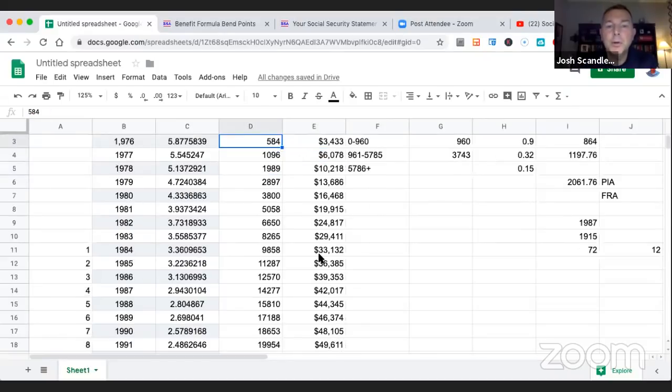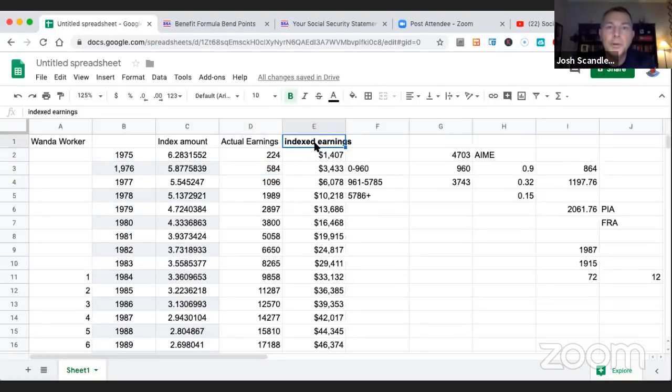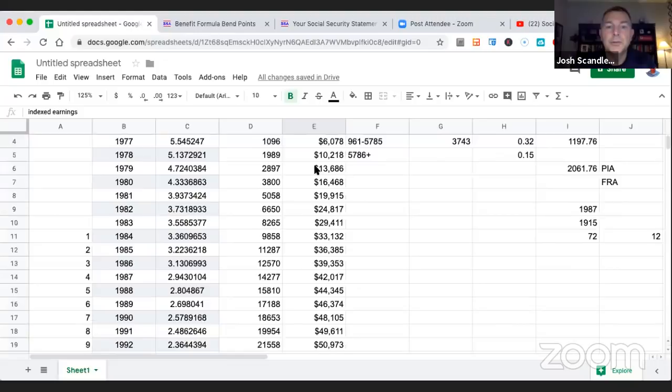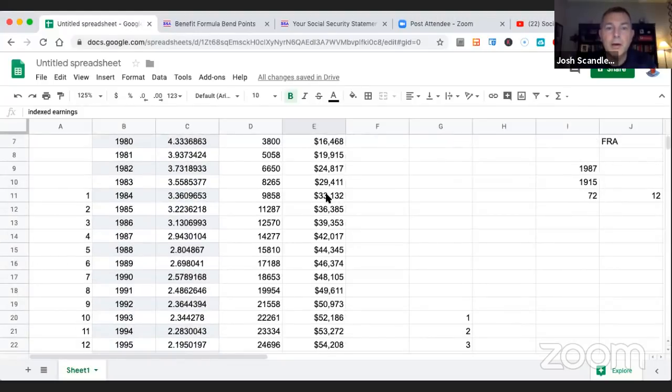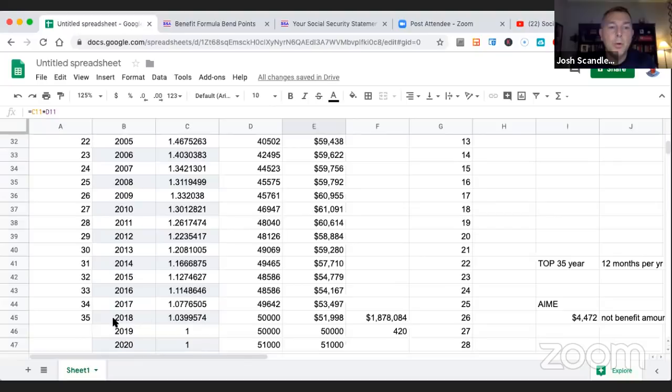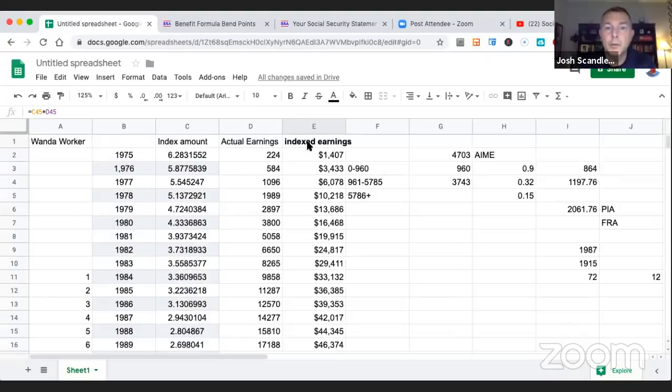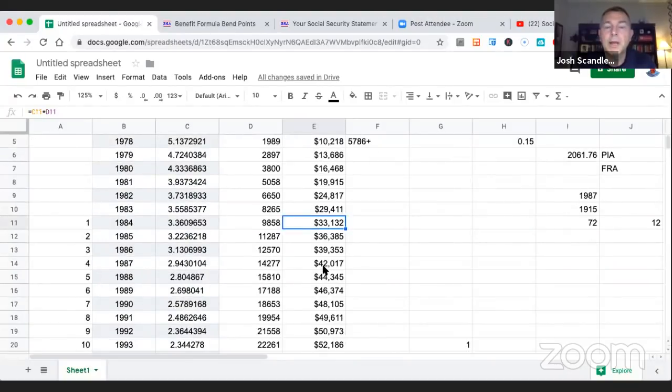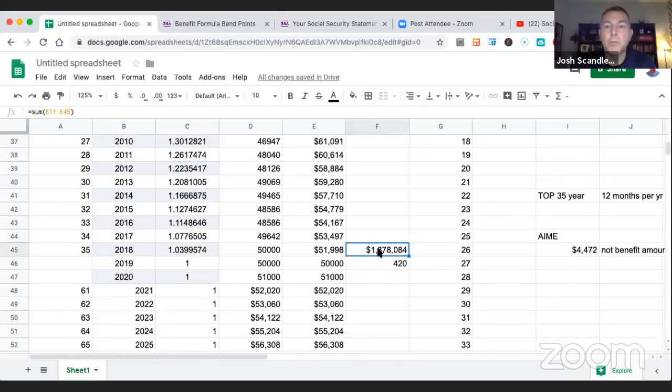Now, what we do is we take the top 35 years of her indexed earnings and add them all together. So what we do here is the first 35 years. All right, so right now, we're going to have her stop working in 2018, where she made $50,000 in 2018. So she didn't work in 2019. And the Social Security Administration says she'll have a 3.9% increase in her average wage index. So that $50,000 will be the last year she worked. So we take all these years of her indexed earnings from 1984 at $33,132 and add them all up. And that gives us $1.878 million in total indexed earnings.